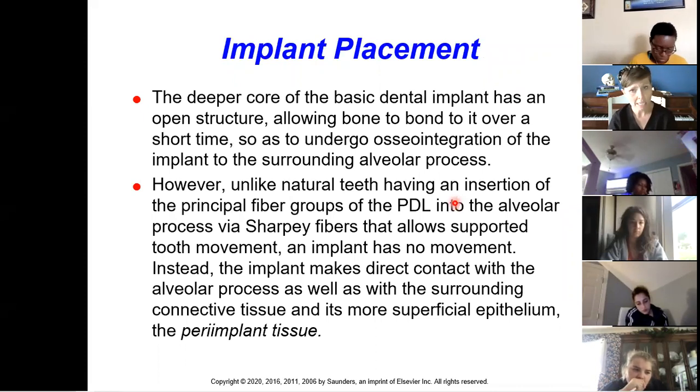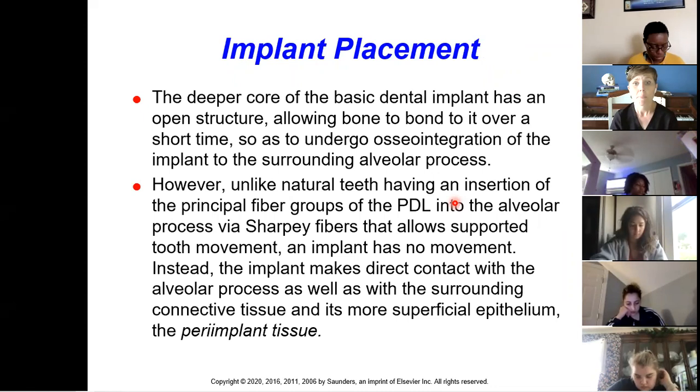But yeah, unlike natural teeth, which have an insertion of the principal fiber groups of the PDL into the alveolar process via the Sharpey's fibers that allow for movement, the implant cannot be moved. So say you have an implant and then you decide you want to get your teeth lined up, you can't, because that tooth is already there.